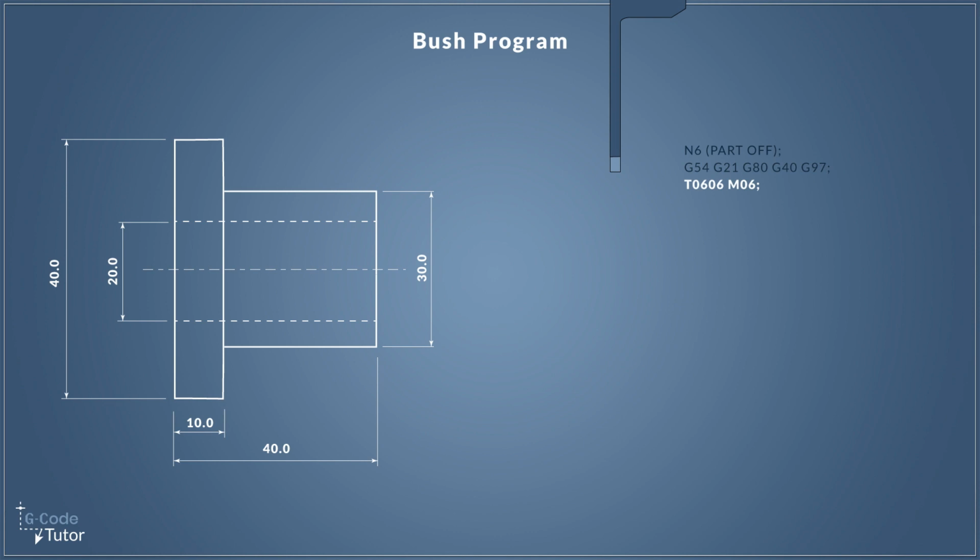So next up is our tool call. We call our tool with T0606 because we put our parting off tool into position 6 of our tool turret, and the second 06 there calls upon our offsets stored in the offset table on the machine controls. And M06 gives the command to rotate the turret, so tool 6 is at X0, at the cutting side of our turret, so we're ready to start cutting material.